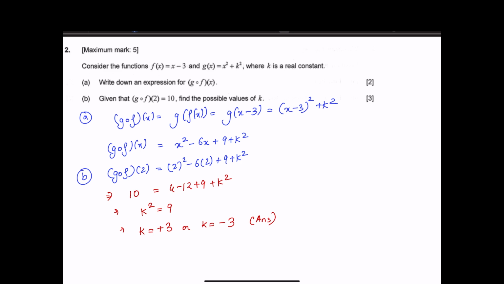We can move on to question 3. So it says that P of A is 0.65, P of B is 0.75, and P of A intersection B is 0.6. You have to find the probability of A union B. So for the first part, we can actually use a Venn diagram. It will be pretty simple to solve.